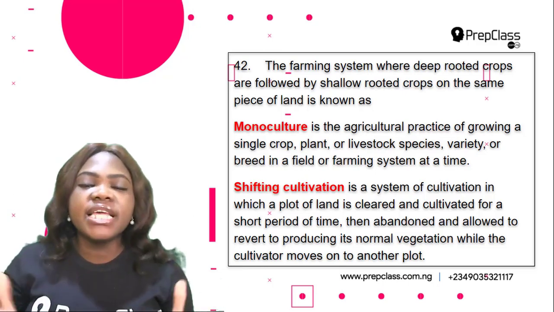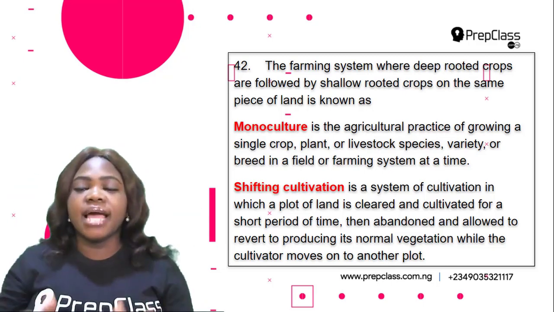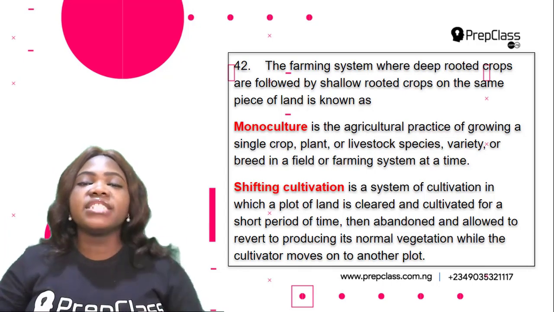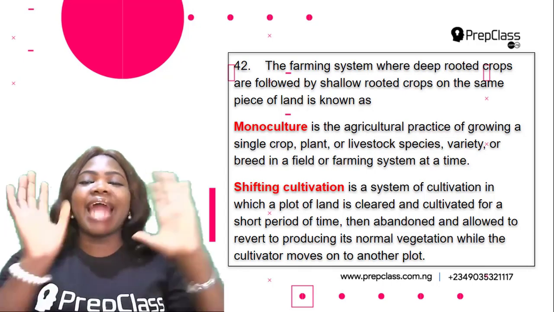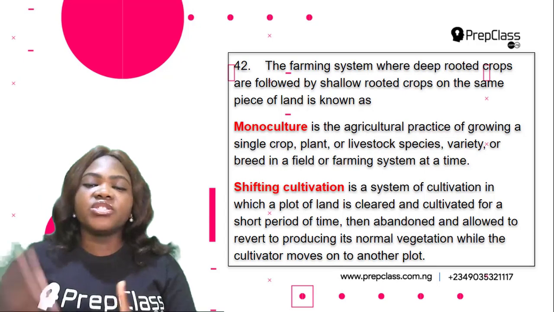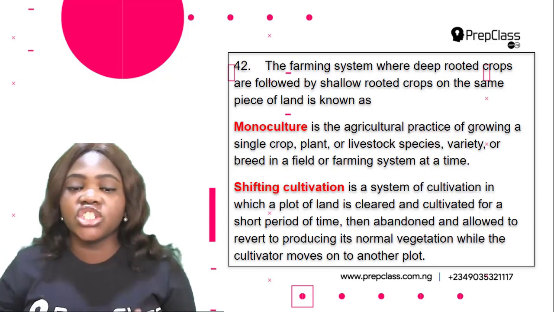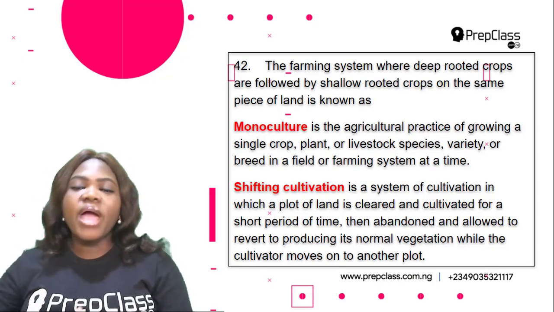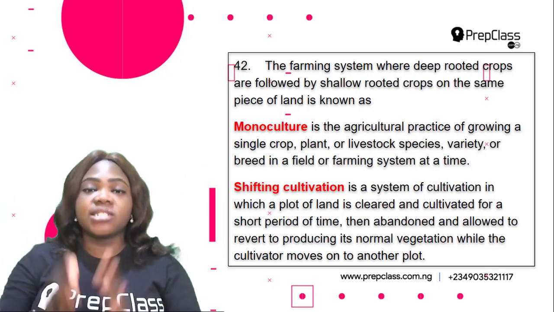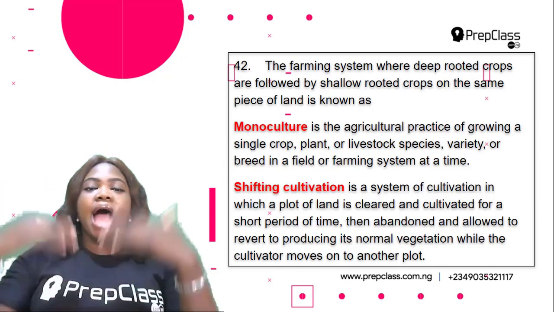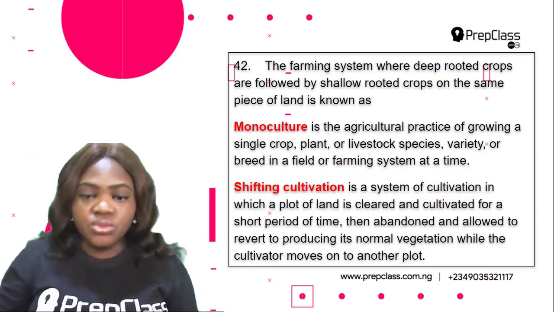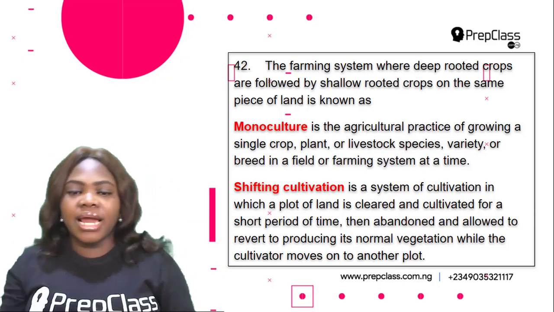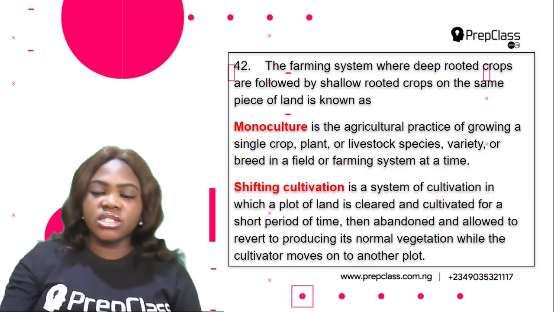Then shifting cultivation. This is a system of cultivation in which a plot of land is cleared and cultivated for a short period of time, then abandoned and allowed to revert to producing its normal vegetation while the cultivator moves on to another plot. So when a piece of land is cultivated for some time and then abandoned to get back to its normal vegetation, and then the cultivator moves on to another land, that is shifting cultivation.